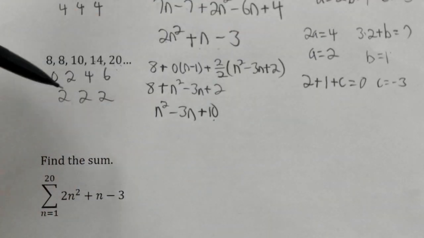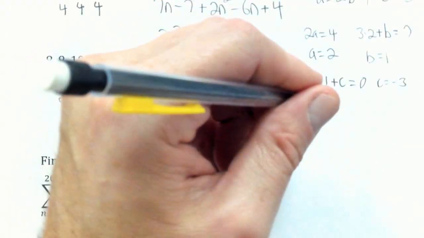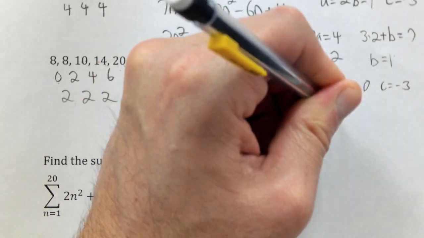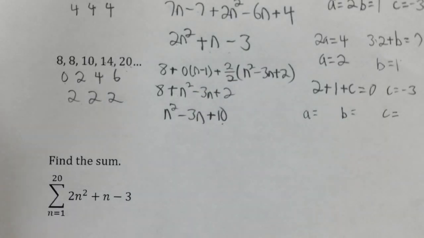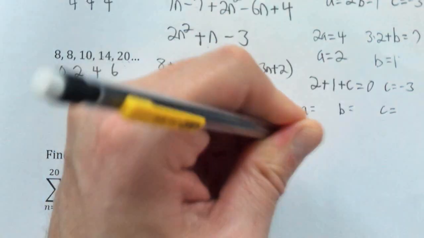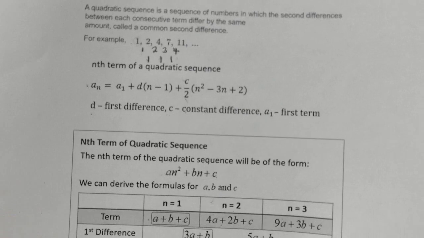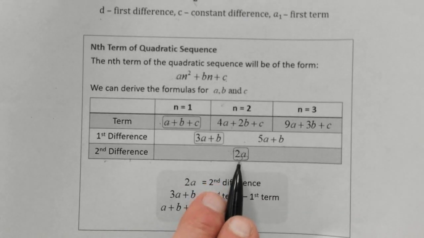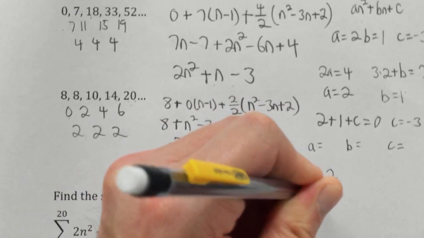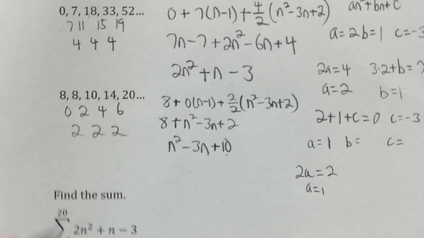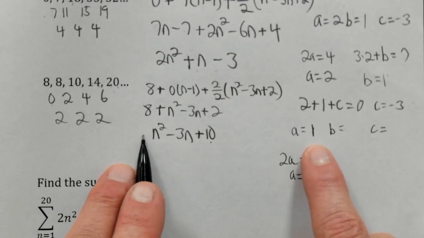All right. If you want to do it using the other method, you could. Remember, the task is to find the value of A, B, and C. So we'll just go through that method as well. So what's 2A equal to this time? Remember, 2A is my constant difference, right? And so that's equal to 2. So my A equals 1. So we've got A is 1, which is what we got the first time. So just double checking to make sure we got the same answer.